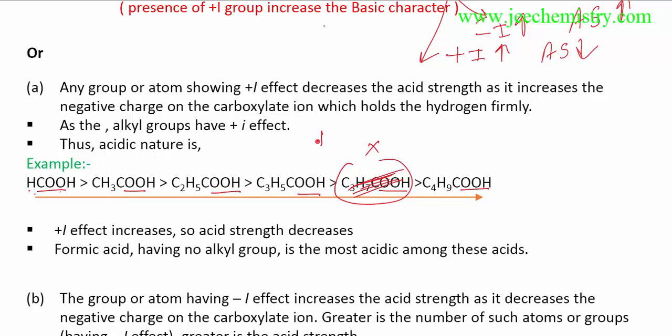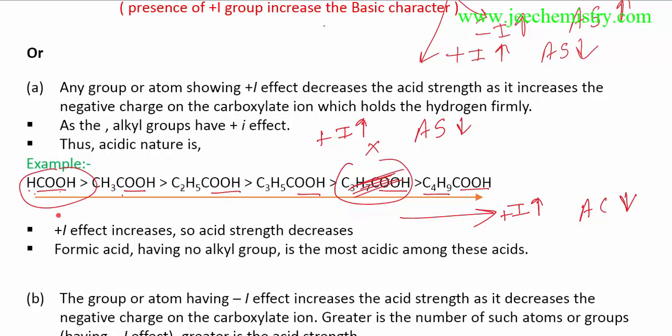So as the positive inductive effect increases, acidic strength decreases, as I have already told. In this way the positive inductive effect increases: 4 methyl, 3 methyl, 2, 1, in this order positive I effect increases. Positive I effect increases means acidic strength decreases, so acidic strength decreases in this order. So the acidic strength of this compound will be more than this, this compound more than this, this more than this, and this more than this.